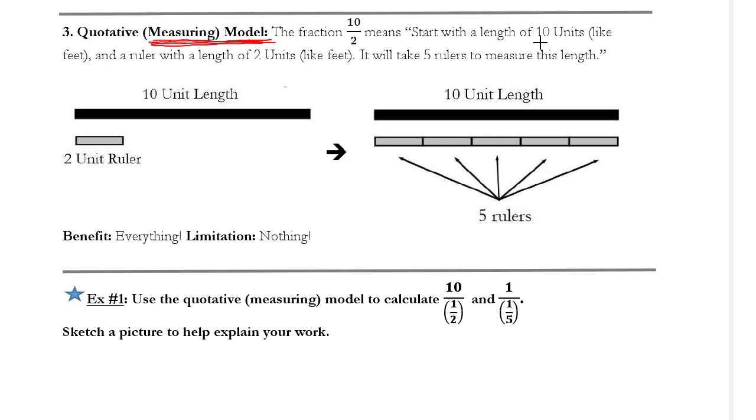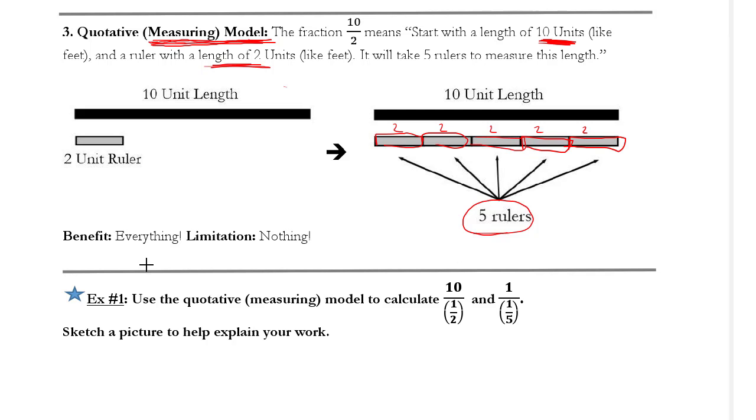We want to measure our 10 units with a ruler that has a length of 2 of these units. And so the question that 10 over 2 is asking is, how many rulers is it going to take if the rulers are 2 feet? How many 2 feet rulers will it take to measure 10 feet? And there it is, it's right there for you. It's 5 rulers. So this is my 2 feet, so there's 2, 4, 6, 8, 10. So I can measure my length using this ruler.